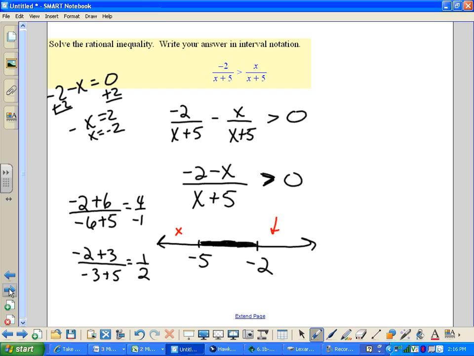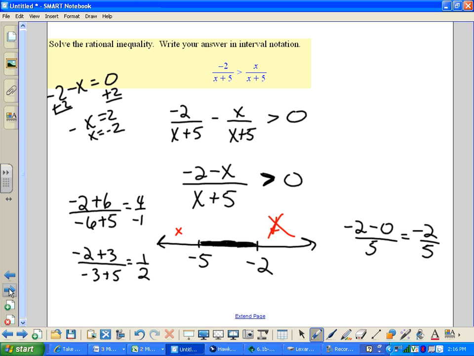So something that would be over there, I'm going to use 0 since that's pretty easy to substitute. So that would just give me -2 minus 0 over 5. That's going to be -2/5. That's negative, and a negative is not greater than or equal to 0. So it's not that part either. So my solution is what's in between.